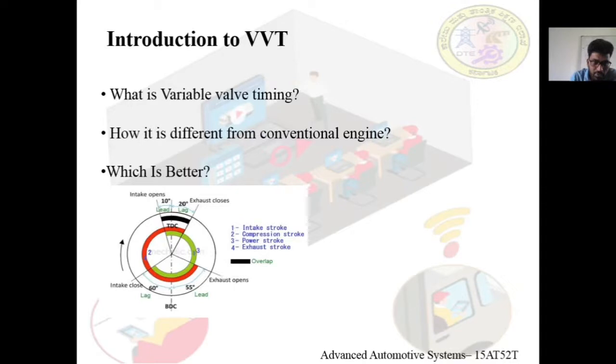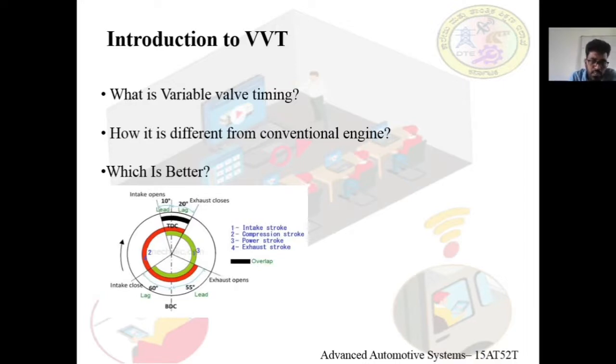In variable valve timing, what happens? Suppose the engine is running at some normal speed. At that time, the intake opens 10 degrees before TDC and closes 60 degrees after BDC. For low or normal speed, it will open according to this diagram.